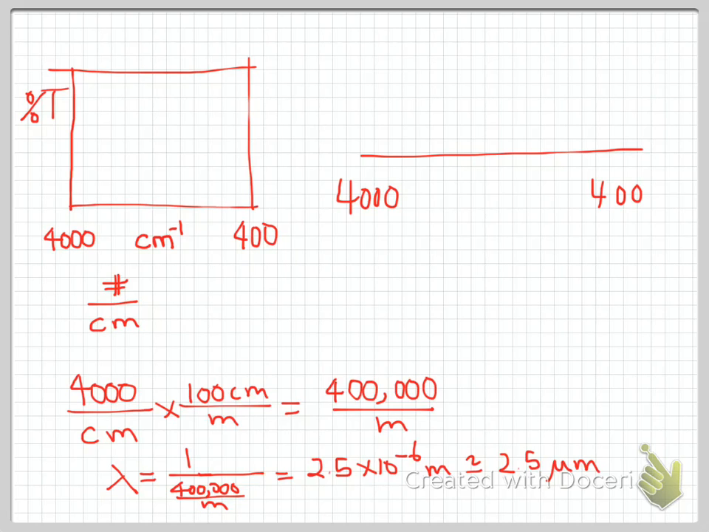In terms of wavelength, which one's shorter now? The 4,000. And this one's longer. And then, you guys remember the relationship between wavelength and frequency? Which is higher frequency? Shorter wavelength, right? So this is higher frequency.